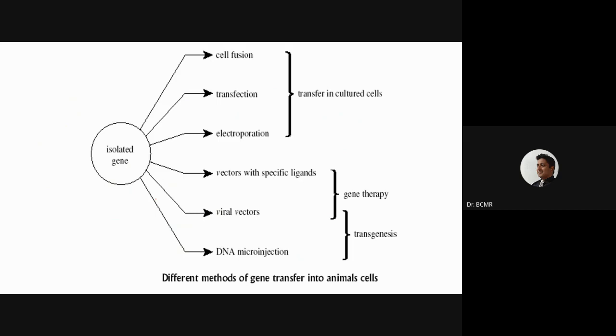I will go into the method, but before going, these are some of the methods of how we can put the gene into the cells. One of the popular ones is electroporation. If you are using viral vectors, we can call them transfection, and sometimes we can also use cell fusion and DNA microinjection, as we just discussed a little while ago.